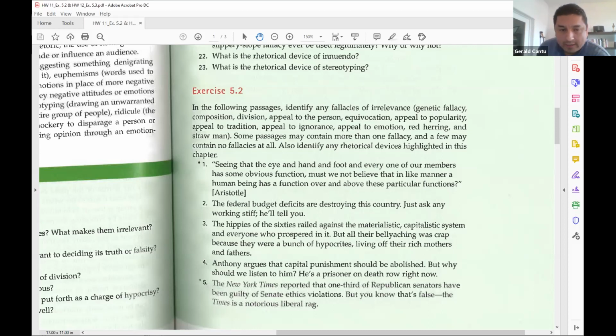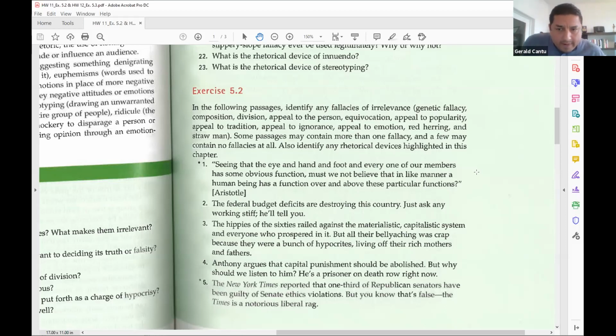It's composition, yeah. And what Aristotle is doing there is he's saying, look, the parts of a human being have a function, right? The hand, the eye, and the foot, they all have their proper functions. So therefore, the whole human being has a function, right? So he's attributing a feature of the parts that has a function and saying the whole has a function, right? And that's a fallacy of composition.